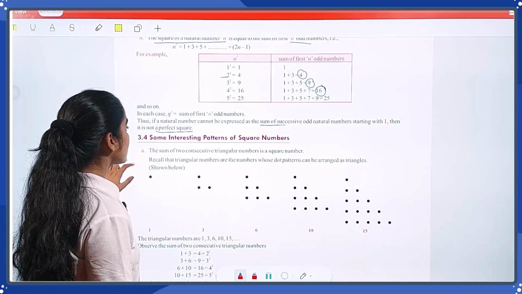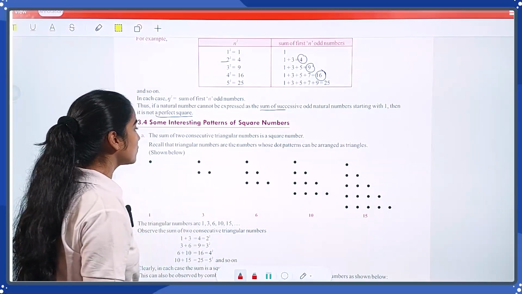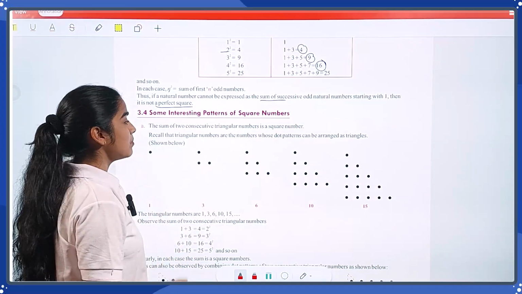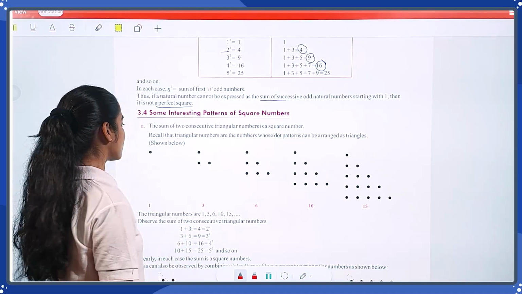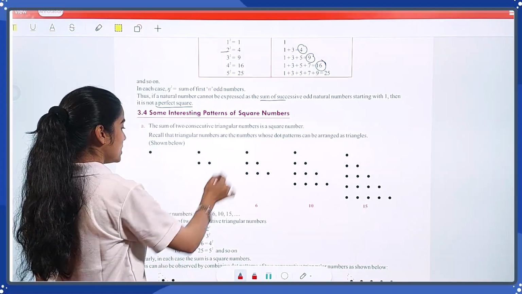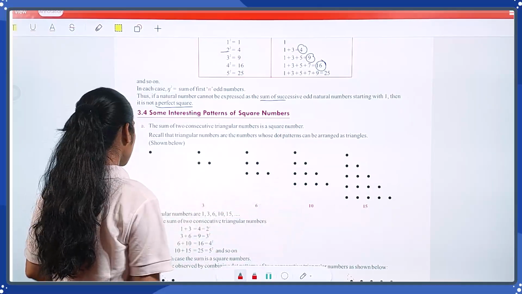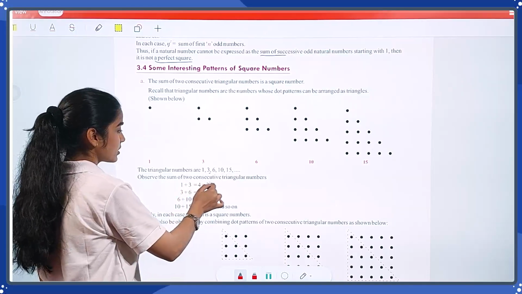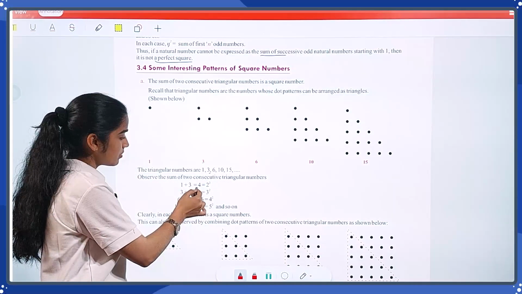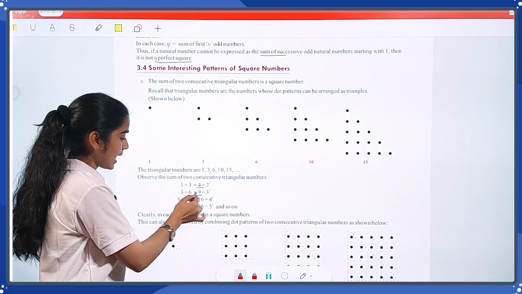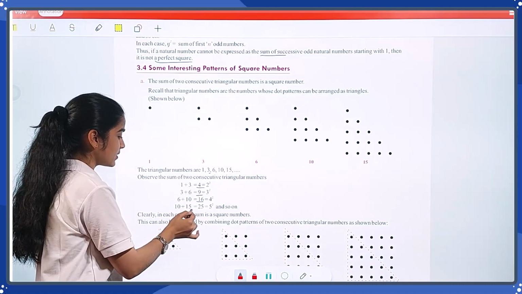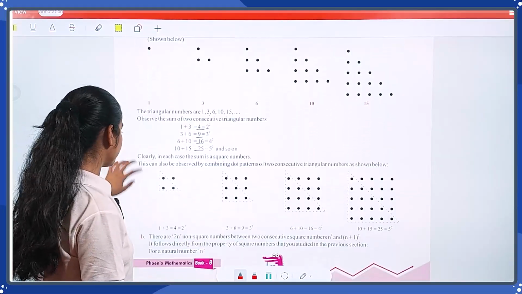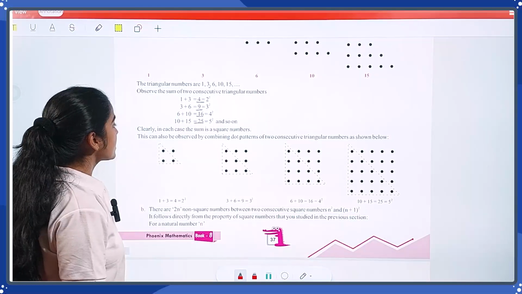Some interesting patterns of square numbers. The sum of two consecutive triangular numbers is a square number. Recall that triangular numbers are the numbers whose dot patterns can be arranged as triangles as shown below: 1, 3, 6, 10 and 15. Observe some two consecutive triangular numbers. 1 plus 3 is 4. 3 plus 6 is 9. 6 plus 10 is 16. 10 plus 15 is 25. It means the sum of two consecutive triangular numbers is equal to a square number. So clearly in each case the sum is a square number.